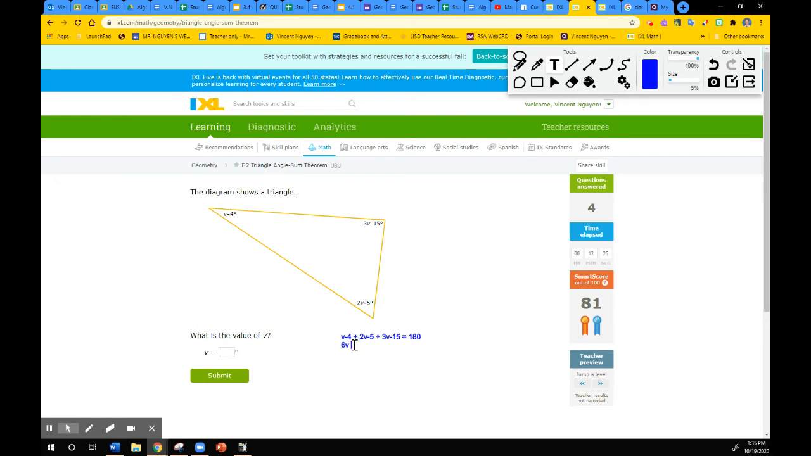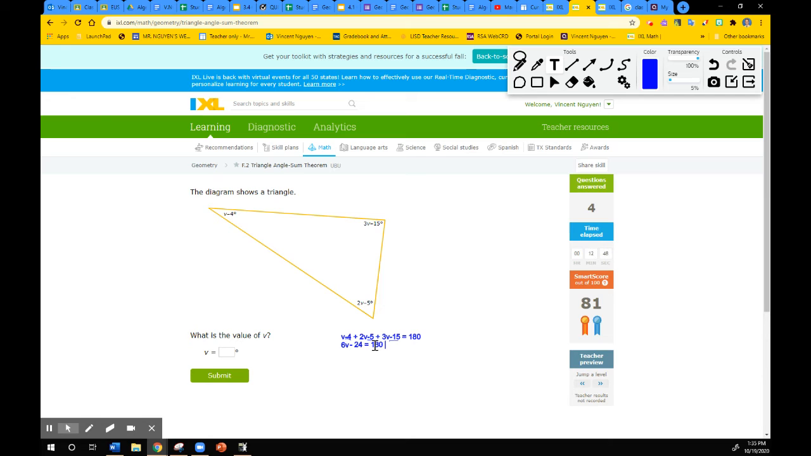All right, let's combine the constants together. So we have, these are all negative. So -4, -5, and -15. That is a total of -24. So I'm going to type in 6V minus 24 equals 180. Okay.